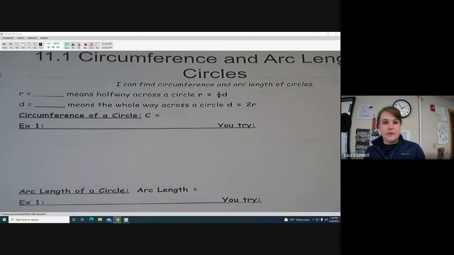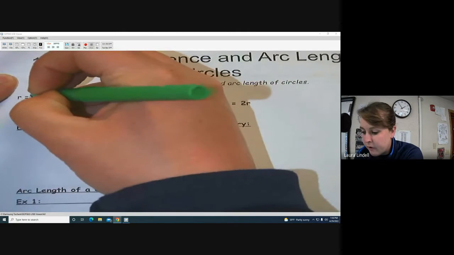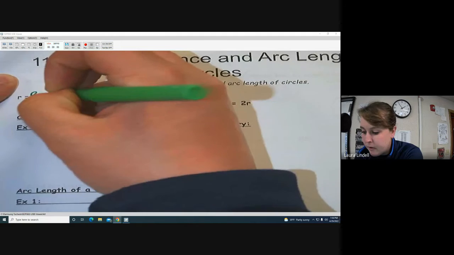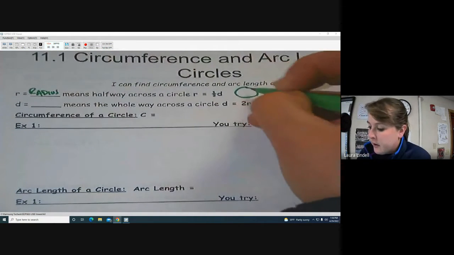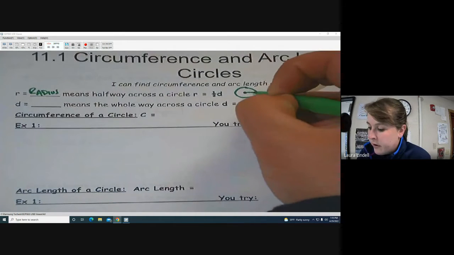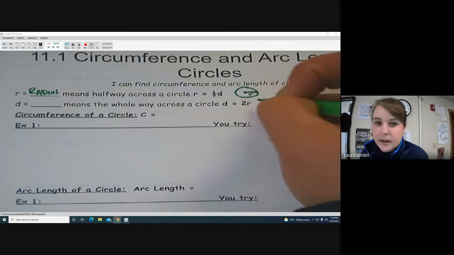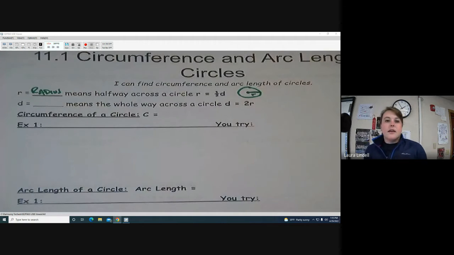So we've got to talk about a couple of circle words. First, R means radius. You might have heard this one before. It means halfway across the circle. So if we're drawing a picture, here's the center of the circle, halfway across the circle, this would be the radius right there, that length. So the distance from the center to the edge.